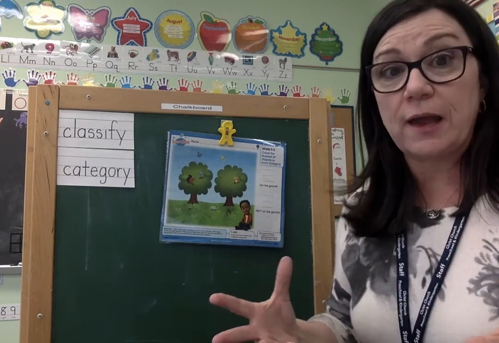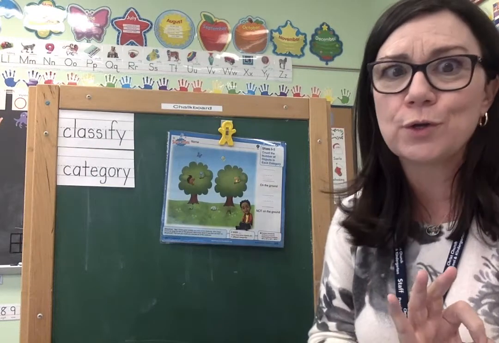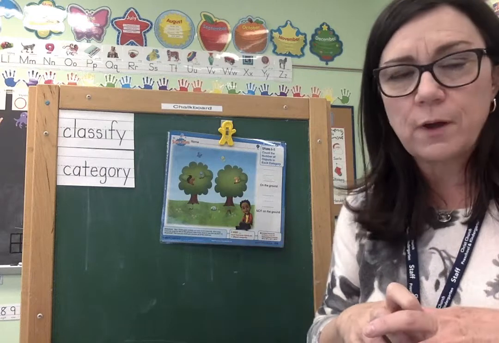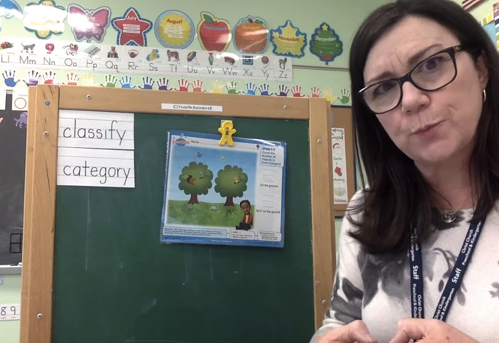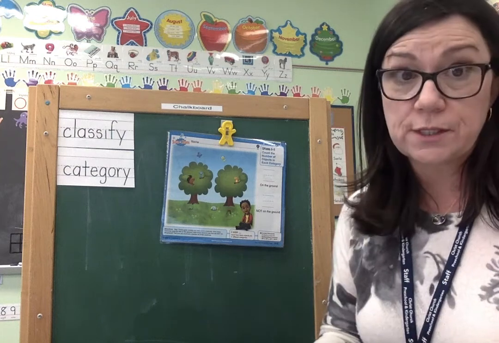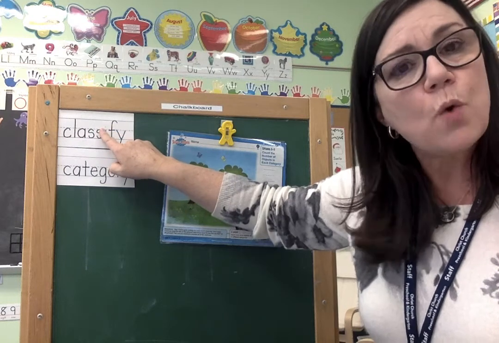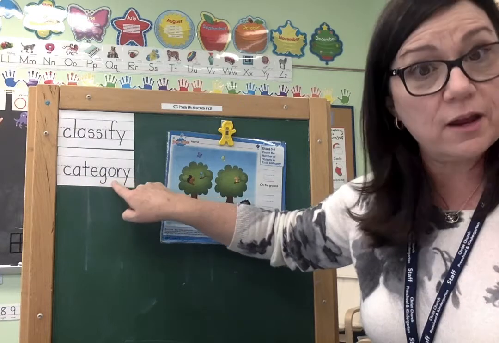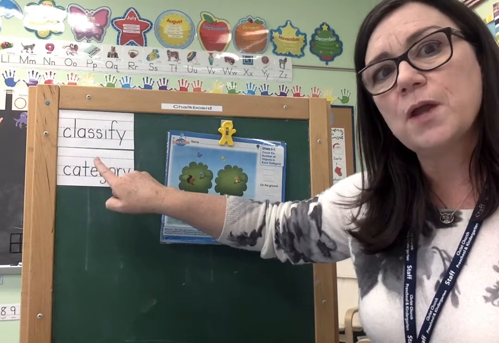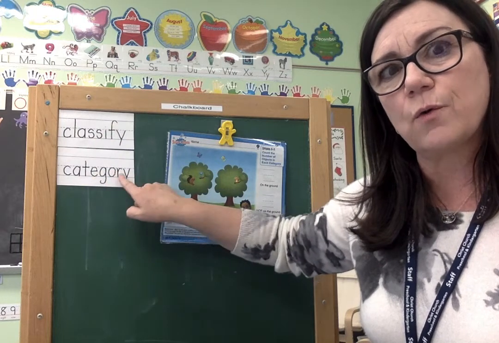So yesterday you remember that we learned a new math vocabulary word, classify. To classify means to decide how we're going to sort something. We might have a group of objects or animals or insects, and we have to decide what attribute we're going to use to sort those things. That is what defines classify, how we're going to sort. Once we decide that, we can then put them into, today's word is category. So we can put them into a category.